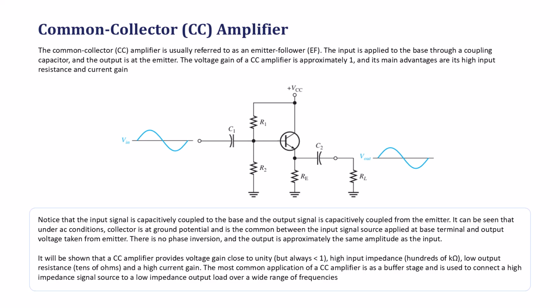a high input impedance in the hundreds of kiloohms, a low output resistance of just tens of ohms, and a high current gain. Because of this combination, the most common application of a CC amplifier is as a buffer stage, connecting a high impedance signal source to a low impedance load over a wide range of frequencies.